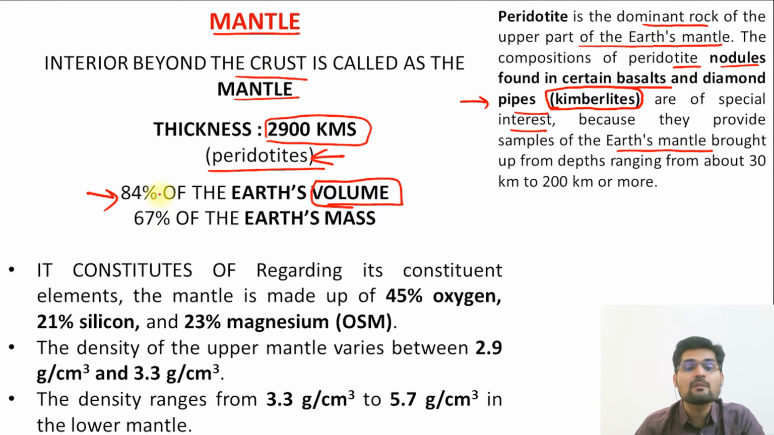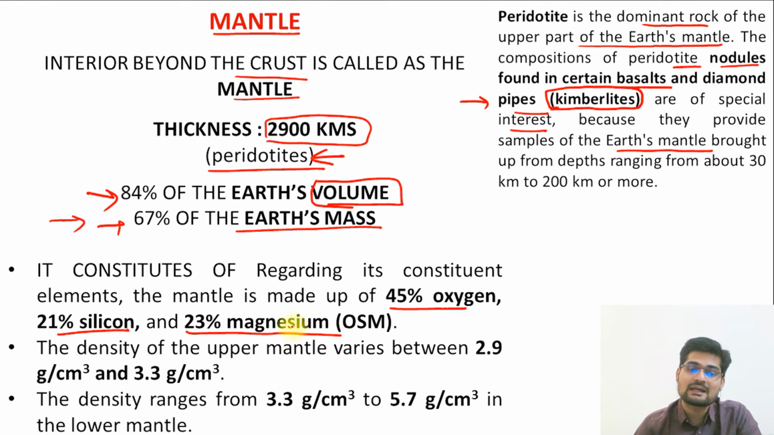So mantle is 84% of the Earth's volume and 67% of the Earth's mass. These are the two important things to remember here. It basically constitutes these elements: 45% oxygen, 21% silicon and 23% magnesium. So you can remember by this OSM. OSM is the key: oxygen, silicon, magnesium.